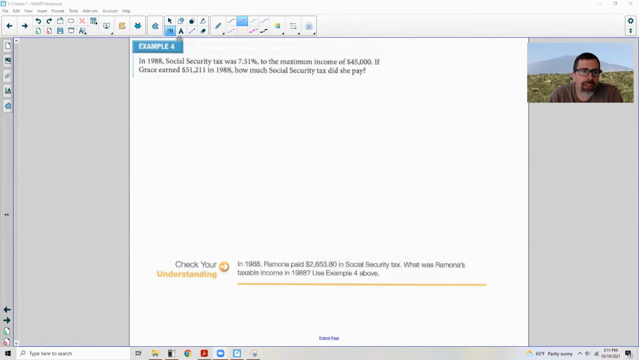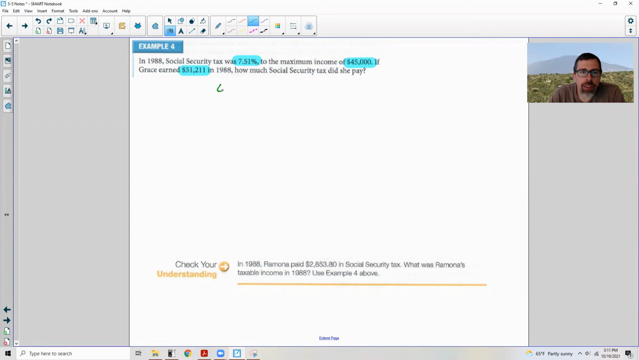Okay, example 4 says in 1988, Social Security tax was 7.51% to the maximum income of only 45,000. If Grace earned $51,211 in 1988, how much was her Social Security tax? Well, she made more than the maximum, so we're only going to take the maximum times the percent rate, and that will be how much she paid, because it levels off and becomes a constant and never goes above.